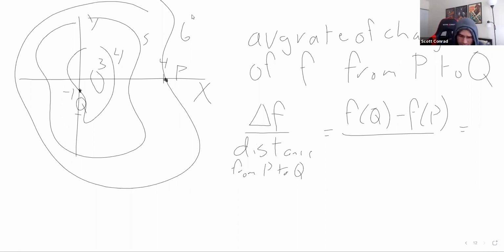Careful, sorry, negative one is the y value at the point Q. So Q is the point 0, negative one, right? But we want to look at the value of the function there, and that lies on the level curve f of x, y equals 4, right? So the value of f at Q is 4. And what is the value of f at the point P? Sorry, this was maybe a little confusingly written down, but at P, we're on the level curve f of x, y equals 6.